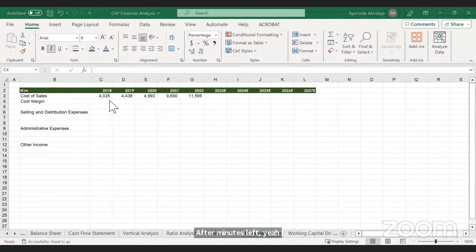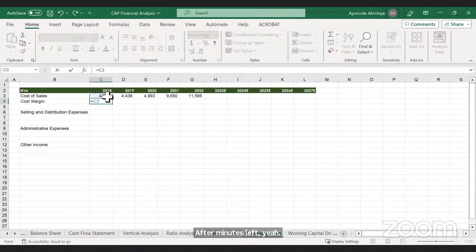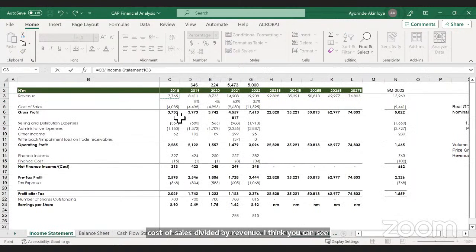Cost of sales divided by revenue. Perfect. So we just do cost of sales divided by revenue. I think you can see where this is going, where I'm going with this here.